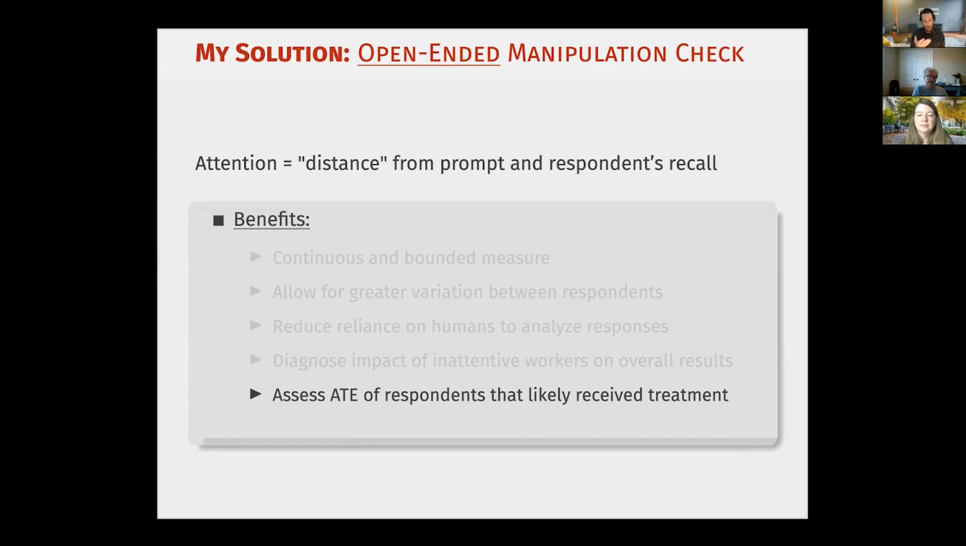Oh, I kind of preempted myself there again. So what we're able to do is assess the difference in the ATE, the average treatment effect, of respondents who likely receive a treatment, and then those who don't receive the treatment.